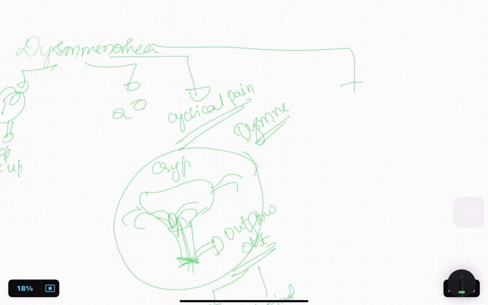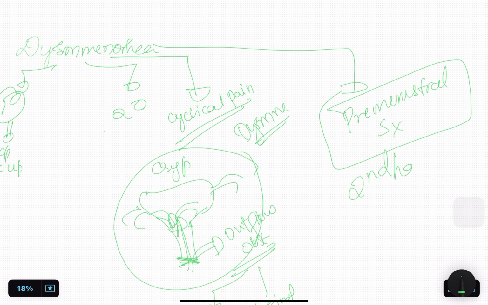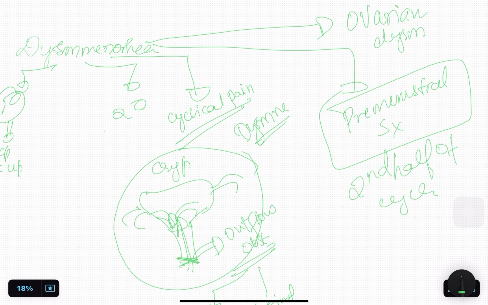Then again you add something called premenstrual syndrome, where she comes with pain after ovulation, that is, in the second half of the cycle. Then how can we forget the first video, that is, ovarian dysmenorrhea? Then again there's something called PMDD, which is something to do with psychiatry, which I didn't touch upon. So these are the things.